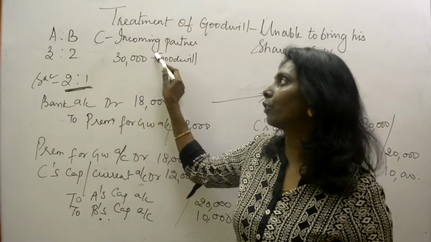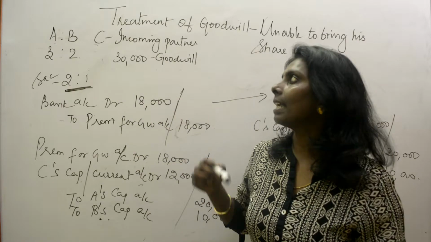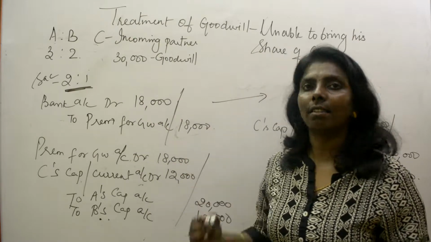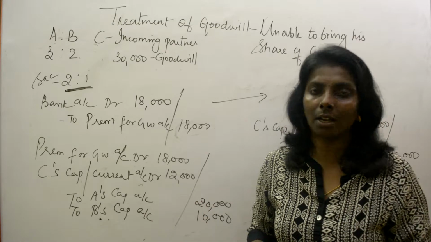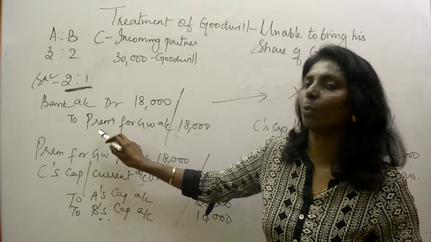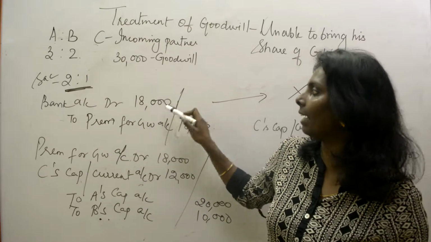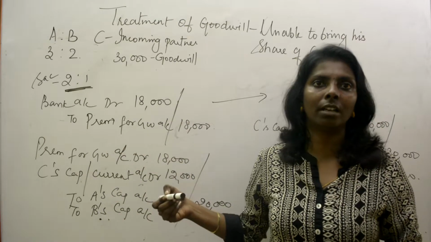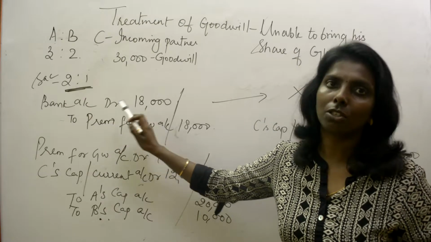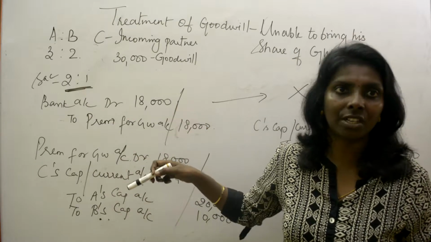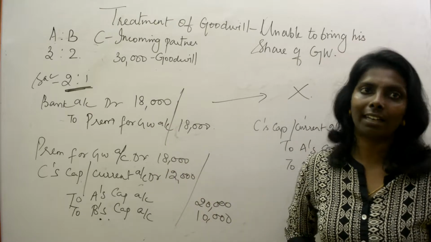Out of a share of 30,000 goodwill, C is able to bring only 18,000, which means he is unable to bring in the remaining 12,000. So the bank entry will be recorded only for the 18,000 which he is able to bring in, because only that much amount is brought in cash. So bank account debit to premium for goodwill, the usual entry, is recorded for 18,000.